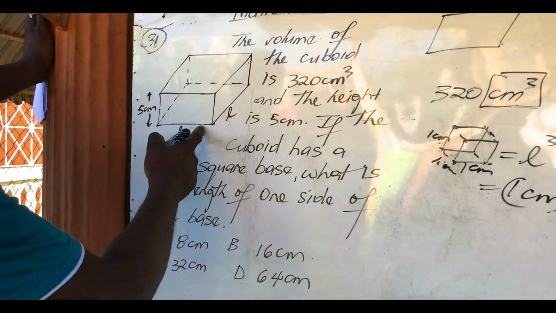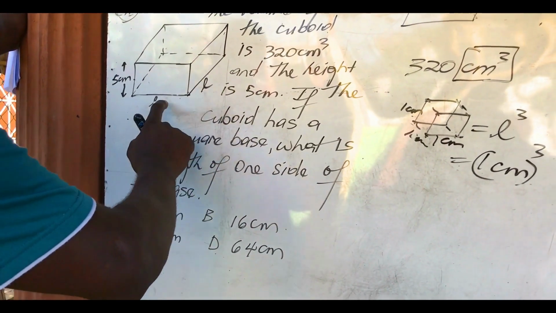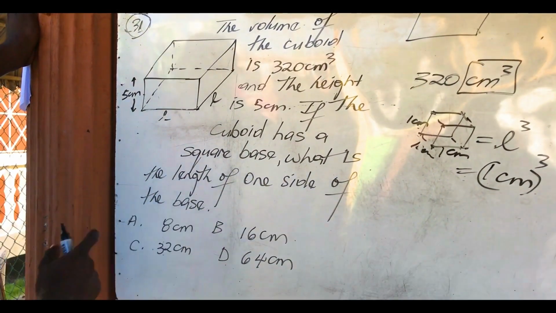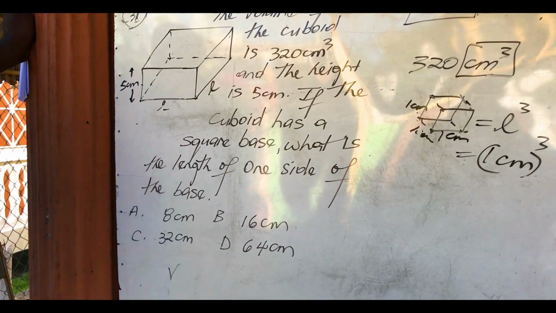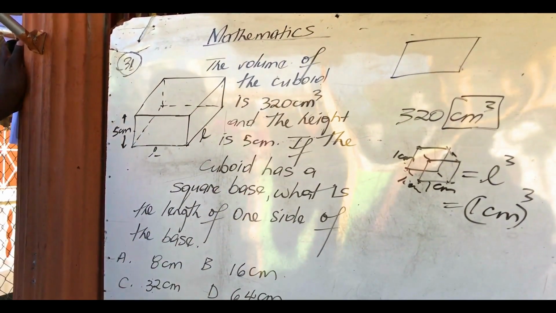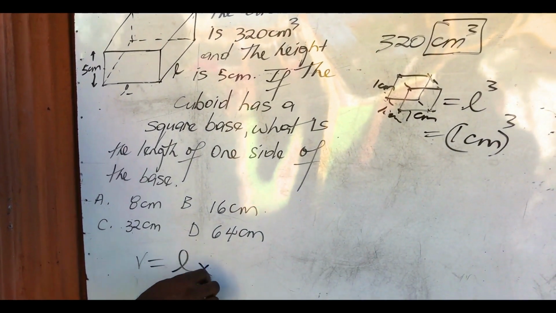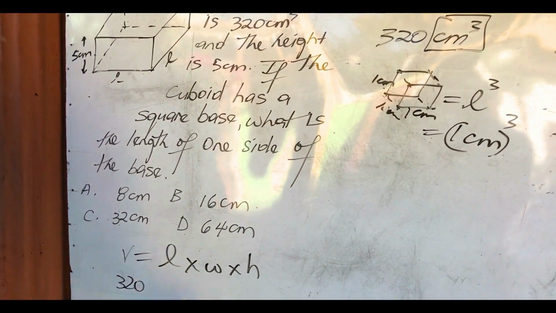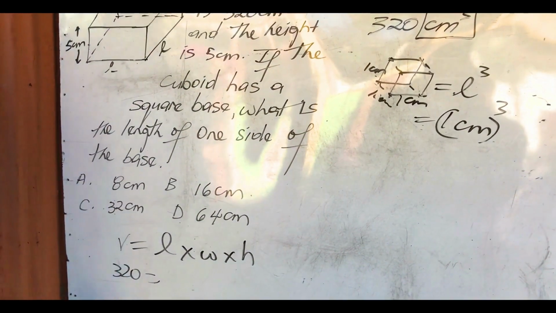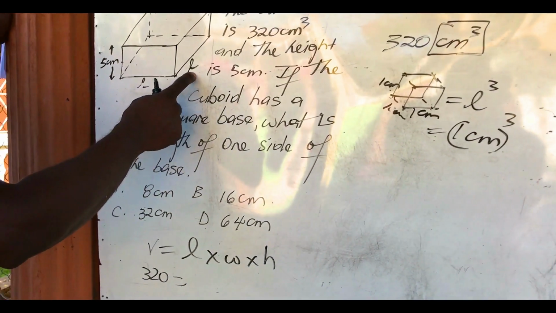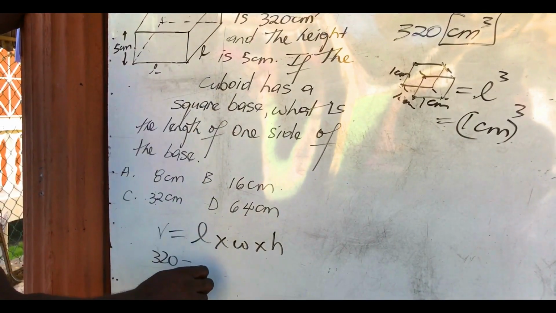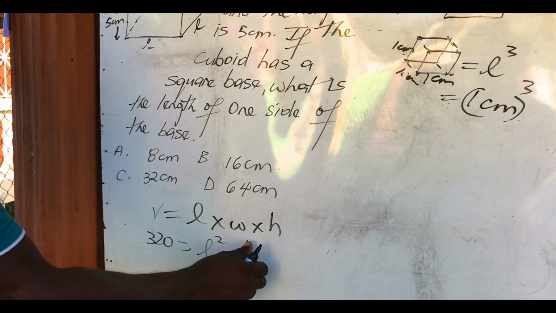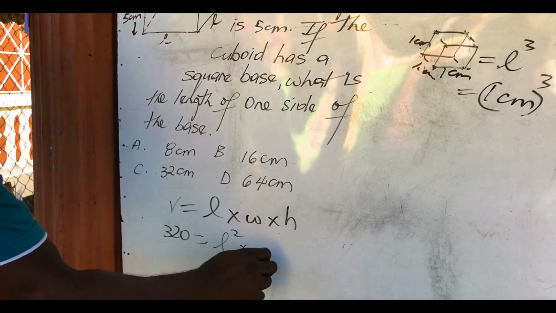Now we know that the area of a square is side times side, which is L times L, which gives us L squared. So what is the length of one side of the base? We go to the formula for the volume of the cuboid: length times width times height. We know the volume as 320, don't have to write the unit here, which equals length, I don't know, times the width, I don't know, but if I call it L, then clearly it's L squared. So length times width is L squared times the height, which I know as 5.